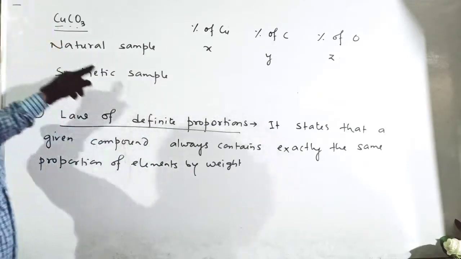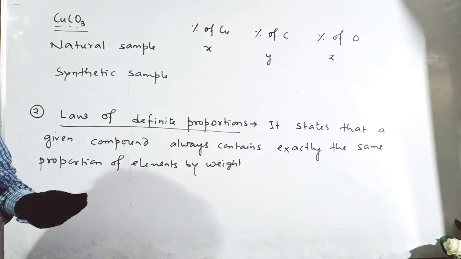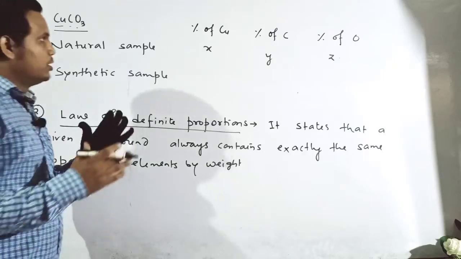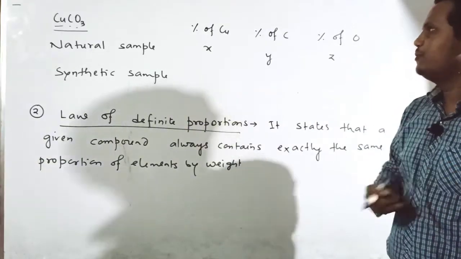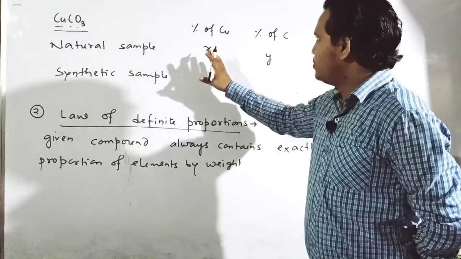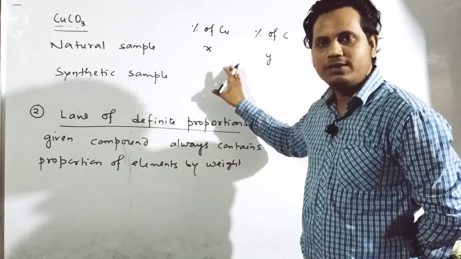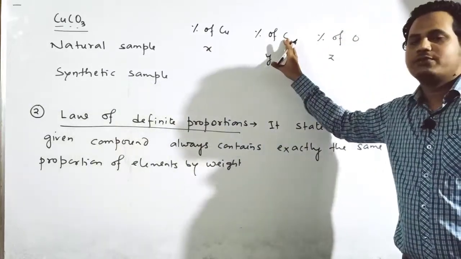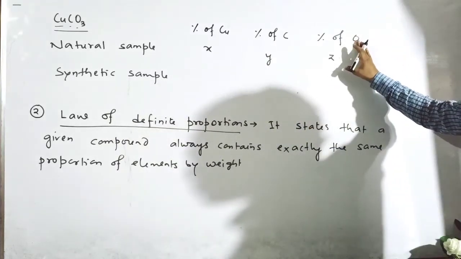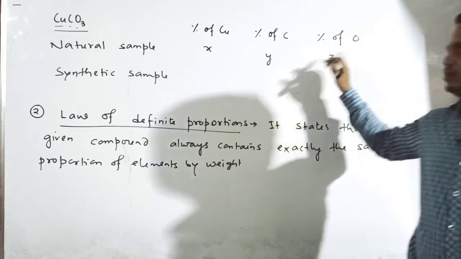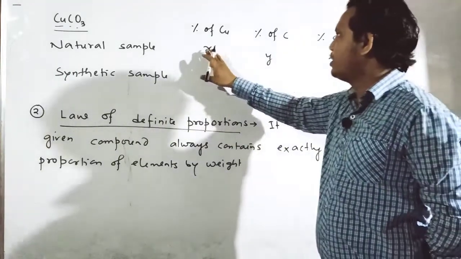We already know how to find mass percentage, which we have discussed in a video also. Mass percentage of copper means mass of copper by total mass into 100. Mass percentage of carbon means mass of carbon by total mass into 100. Mass percentage of oxygen means mass of oxygen into 3 divided by total mass into 100. So we will get the values of X, Y and Z.